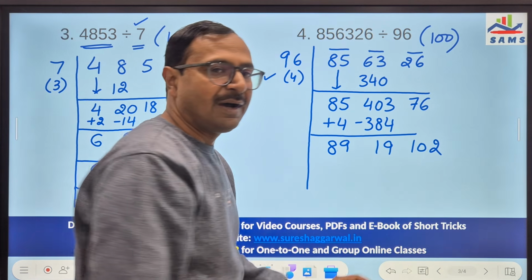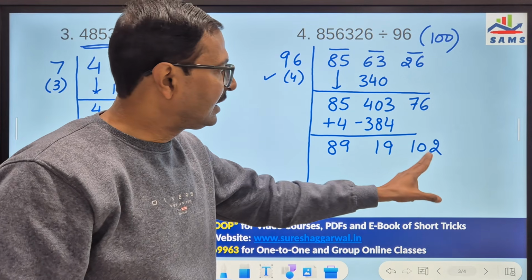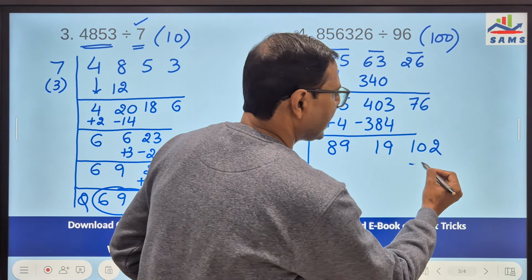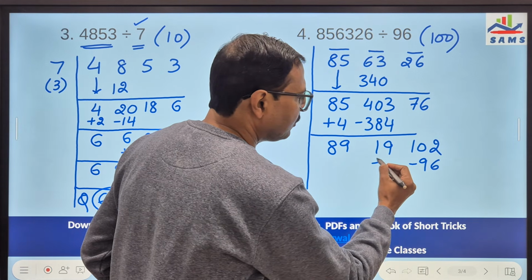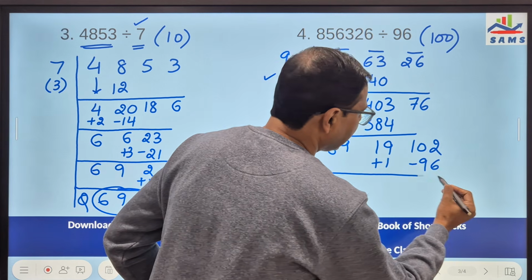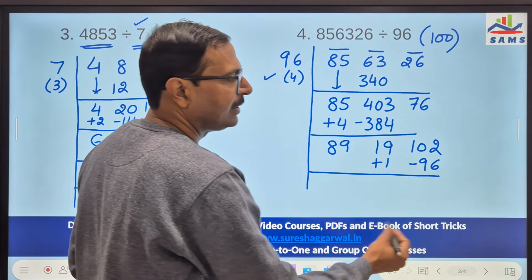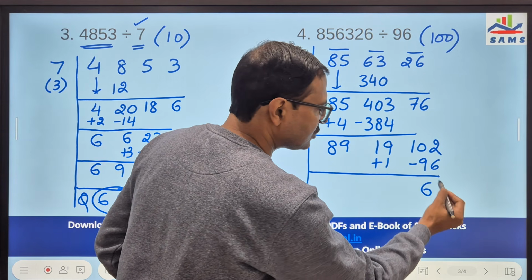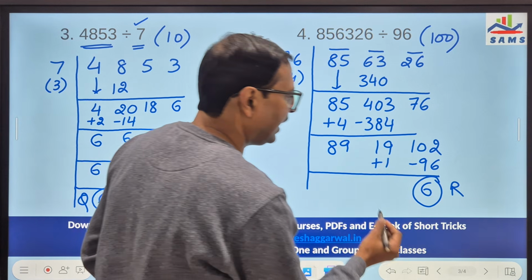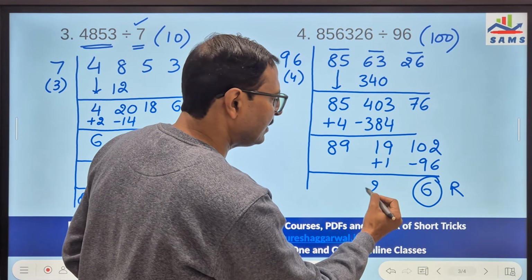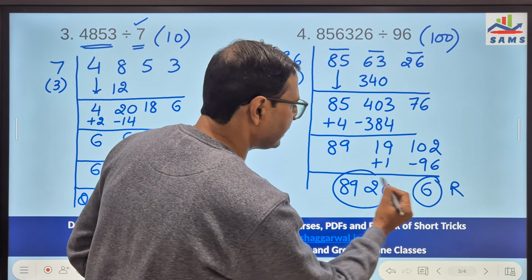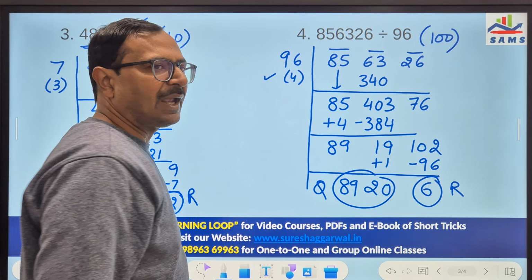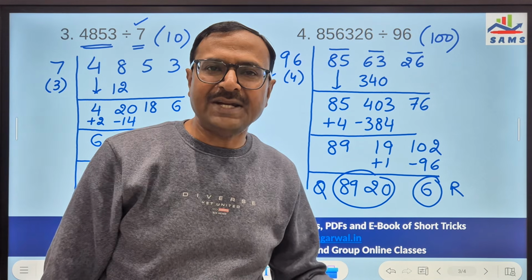Again the same thing. 102 is greater than 96. So subtract 96, and because you are subtracting one multiple, add 1 to this. You will get your final answer because all the pairs are done now. So this is 6, which forms the remainder, and 19 plus 1, 20, and then 89. 8920 becomes the quotient. And now you can pick up the calculators and check your answers.